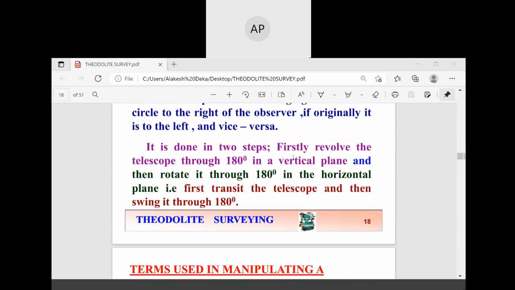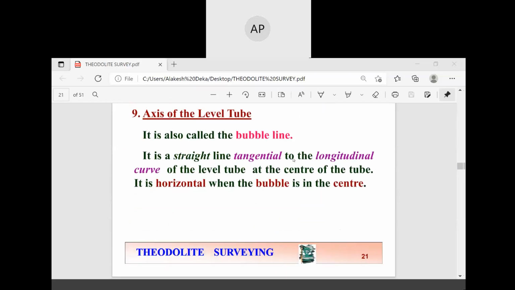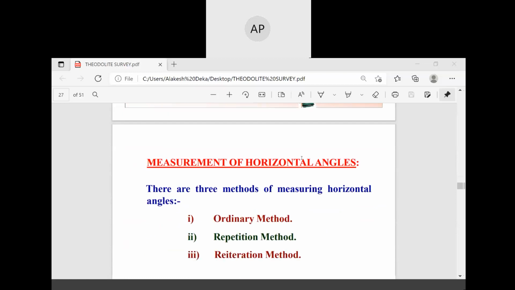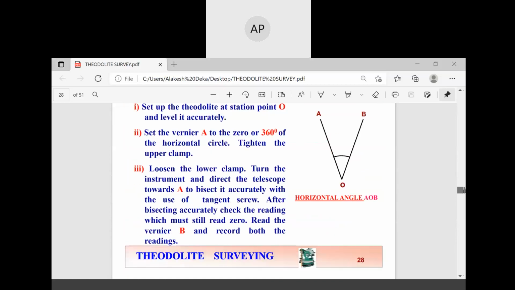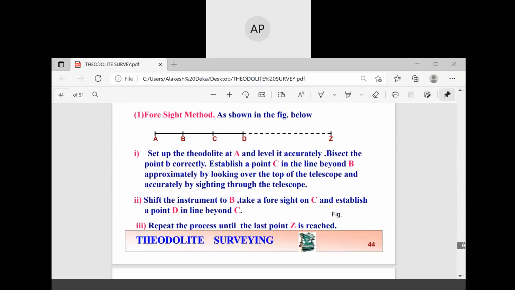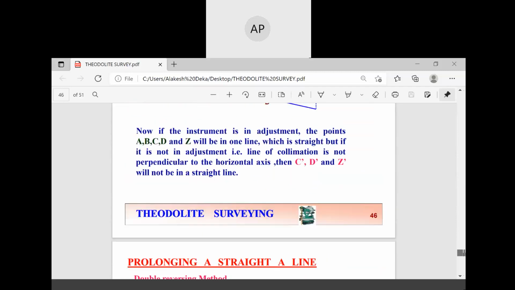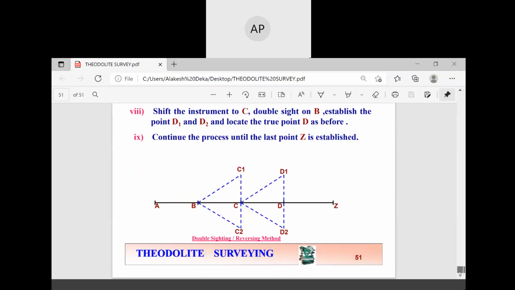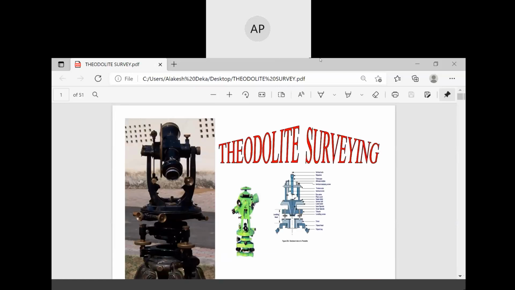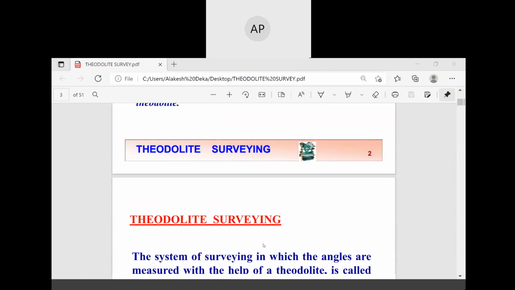After that, let me see. So different terms are given here. Definition of different terms. What is the time? 9:50. So we can.